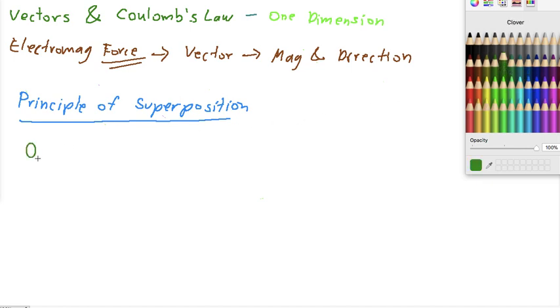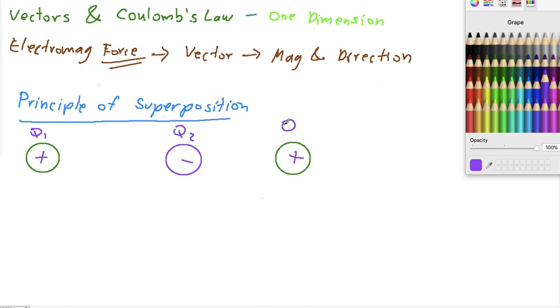Suppose there are three charges. I'm doing this for a purpose. Let's say this one is positive, this one is negative, and this one is a positive charge. Let's call them Q1, Q2, and Q3. The Qs just mean the charge. The distance between Q2 and Q3 is 0.1 meters, and the distance between Q1 and Q2 is 0.2 meters. Now our problem is going to center around Q3.